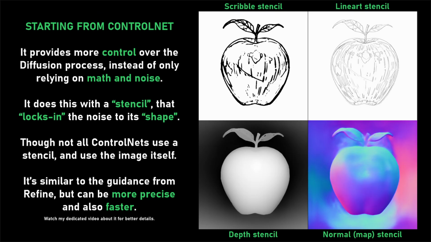Next is ControlNet. As its name implies, it provides much more control over the diffusion process, instead of only relying on math and noise. It does this with basically a stencil that locks the noise into a much more specific shape. It provides similar guidance to refine, but can be more precise and also faster.